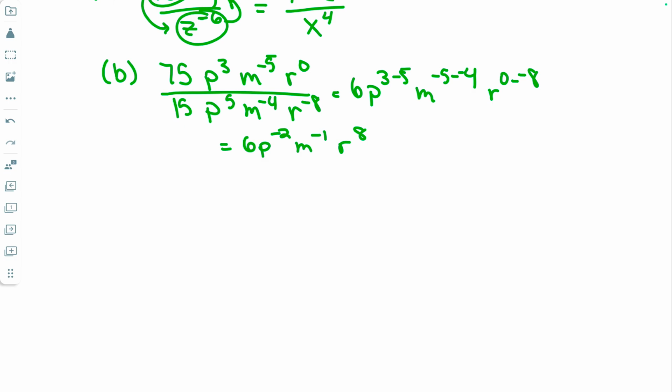When I do that simplifying, I could have gone from this to this as well. Okay. Answer, 6r to the 8th. And then what's in my denominator? Go ahead. P to the 2nd and m. That's it.